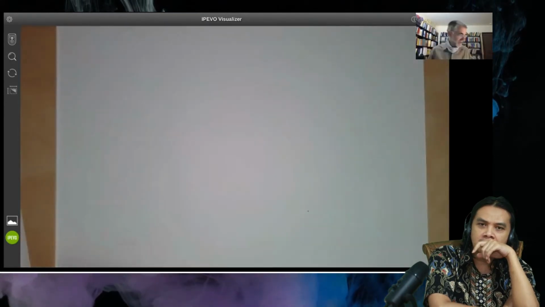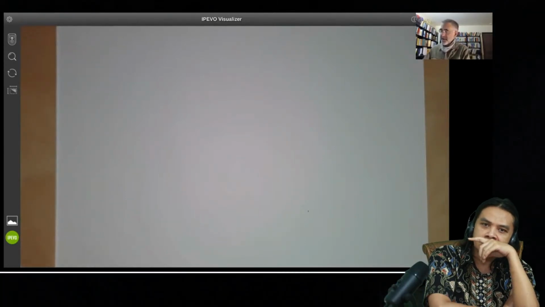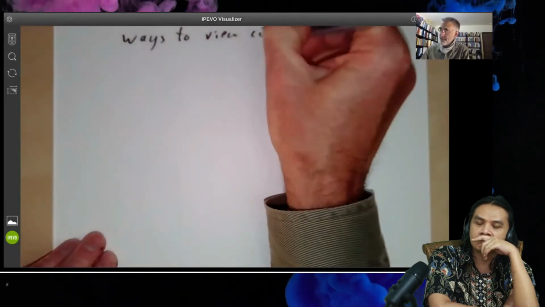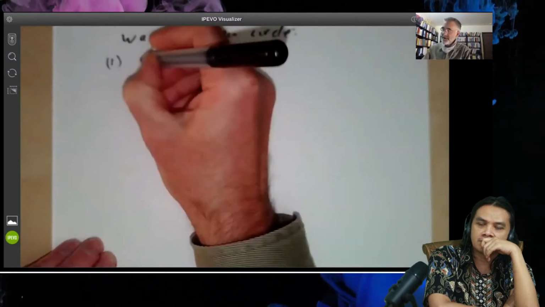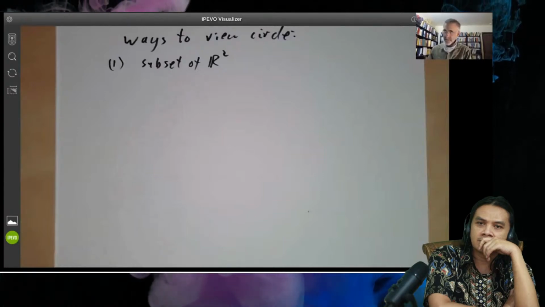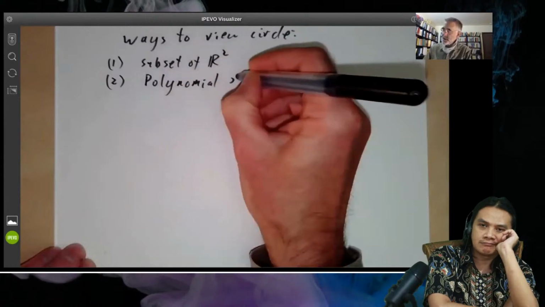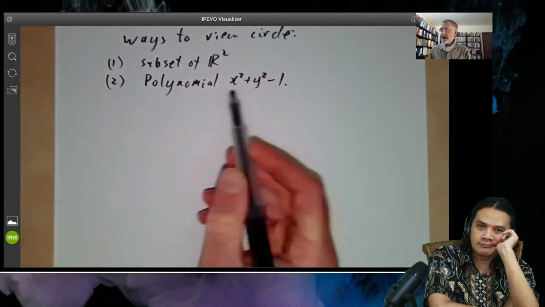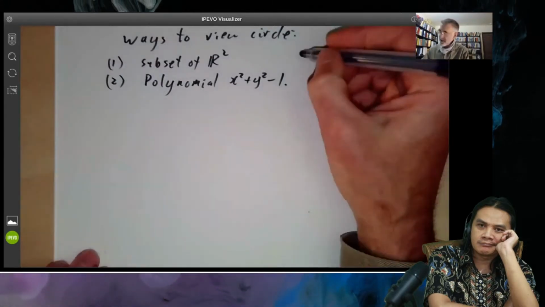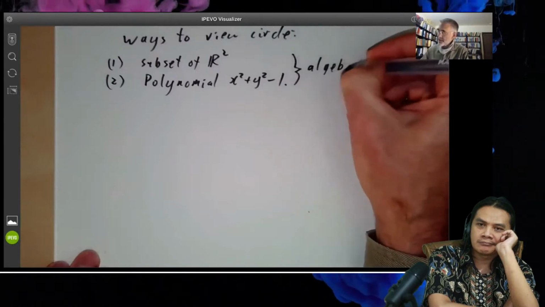So to summarize this example, we have seen several different ways of thinking about a circle. So first of all, we can just think of it as being a subset of the real plane. Secondly, we can think of it as being a polynomial, x squared plus y squared minus 1. And of course, if we've got any collection of polynomials in several variables, we can think of them as being a subset of some vector space. So the set of zeros of such a collection of polynomials is often called an algebraic set.